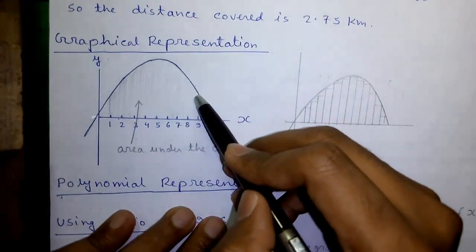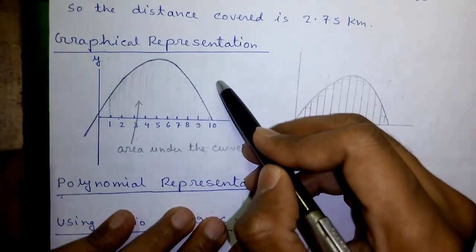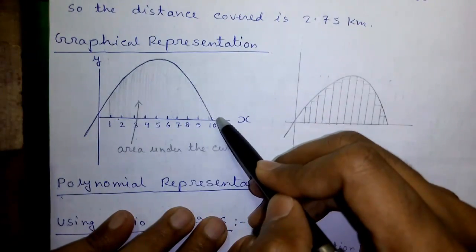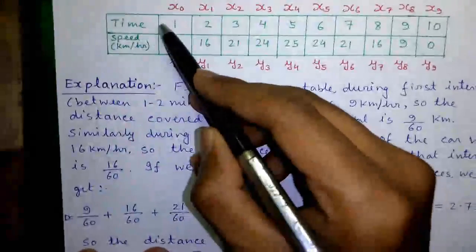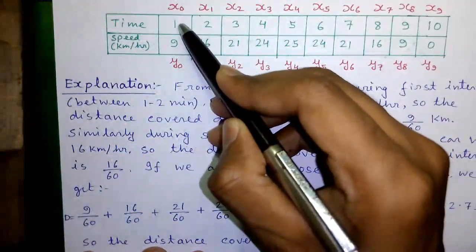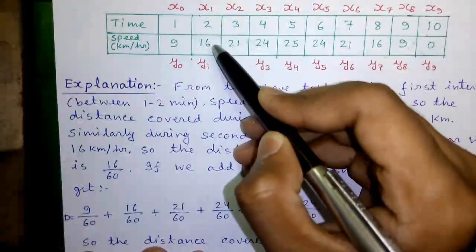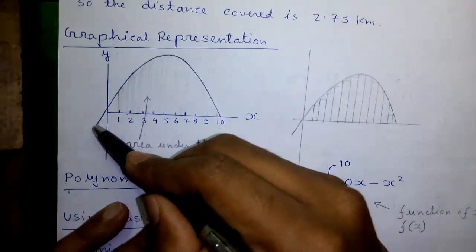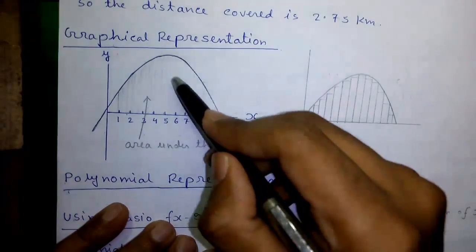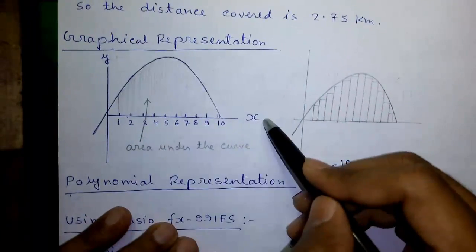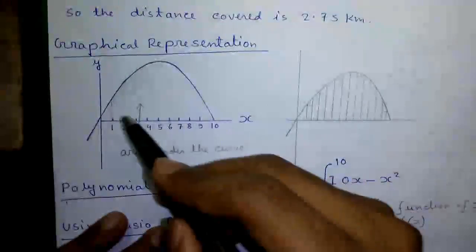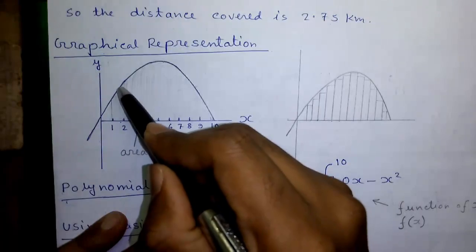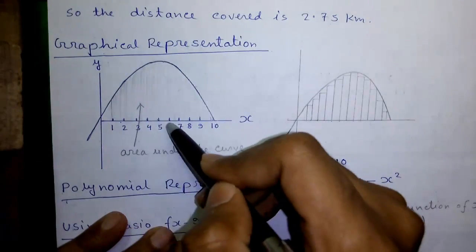Now let's look at the graphical representation. You can find this graph in two ways. First, by graphing the original function 10x minus x square, we will get a graph like this one. Or we can plot the individual points: when x equals 1, y is 9, for x equals 2, y is 16, and so on. If you plot the individual points and then join them using a curved line, you will get this graph. This is the x-axis, this is the y-axis. When x equals 1, y at this point is 9. When x equals 2, y at this point is 16, and so on.